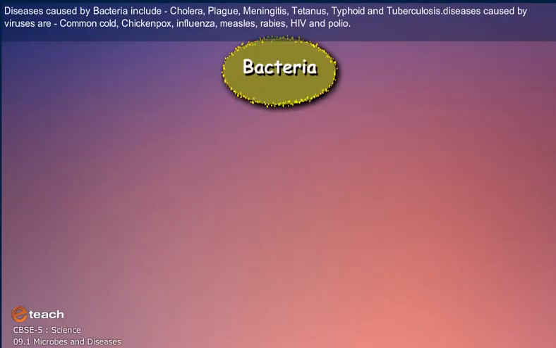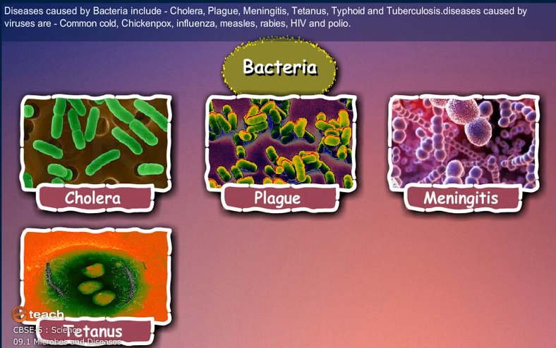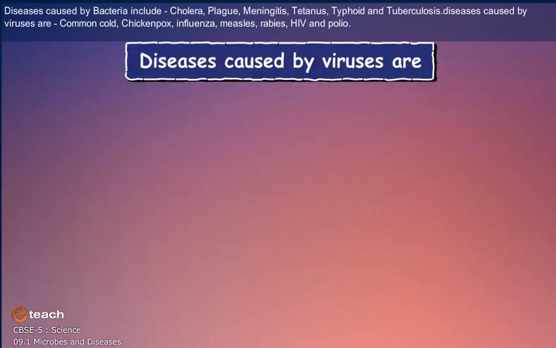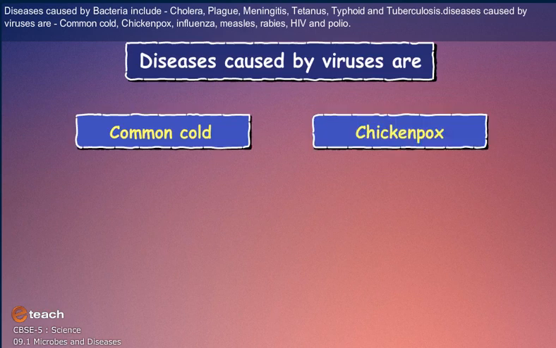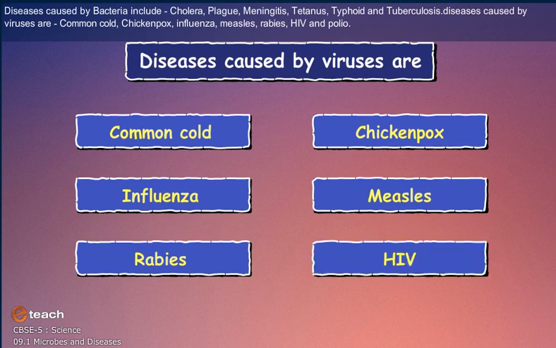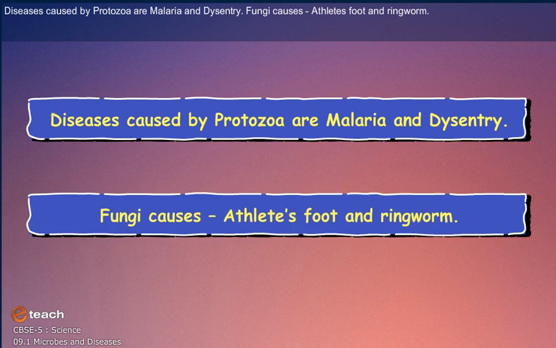Some of the diseases caused by bacteria include cholera, plague, meningitis, tetanus, typhoid, and tuberculosis. Some of the diseases caused by viruses are common cold, chickenpox, influenza, measles, rabies, HIV, and polio. Diseases caused by protozoa are malaria and dysentery. Fungi cause athlete's foot and ringworm.